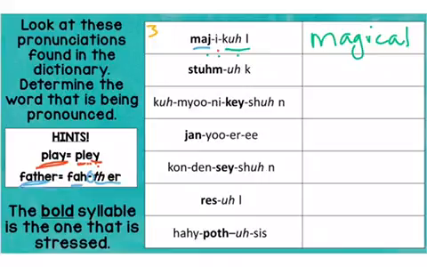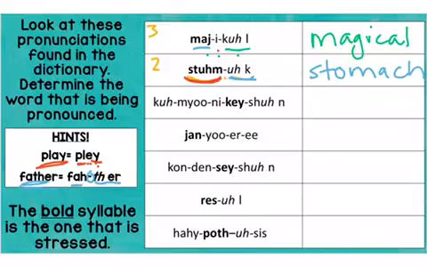Let's see if we can sound out this next word. I see 1 dash, so I know I have 2 syllables. The first syllable is the one that is stressed, and it says stum. The second one says stomach. Oh, that pronunciation guide is making me say the word stomach.